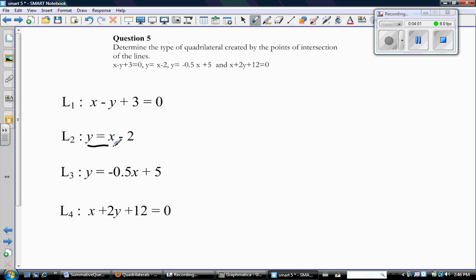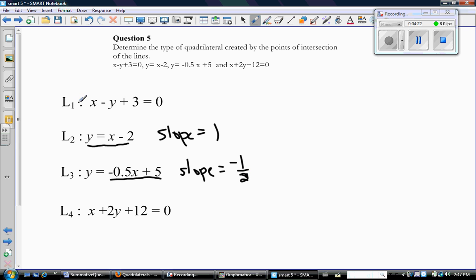For example, line number 2 is already in slope-intercept form. So I can tell you right now that the slope of line 2 is 1. And line 3, I can tell you right now that the slope of line 3 is negative 1 over 2. So I'm giving it to you as a fraction just because I prefer fractions to decimals.